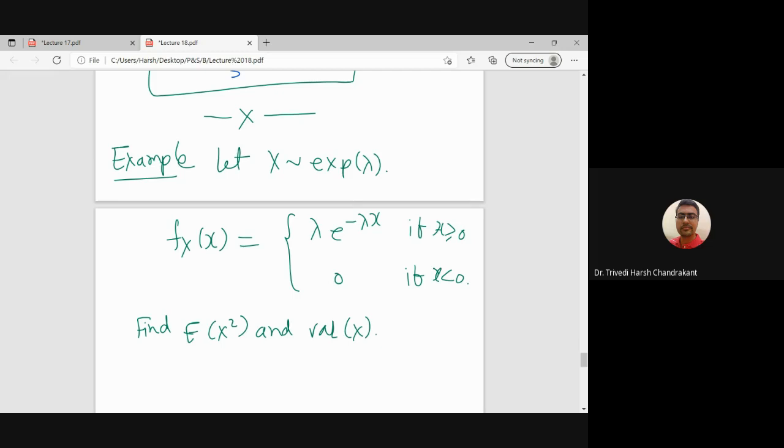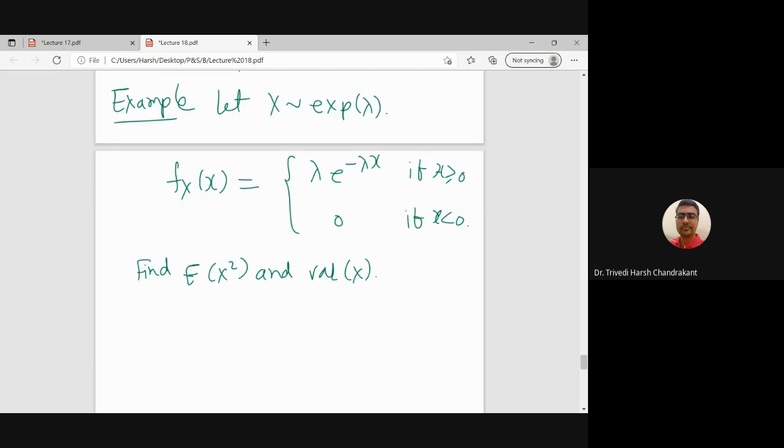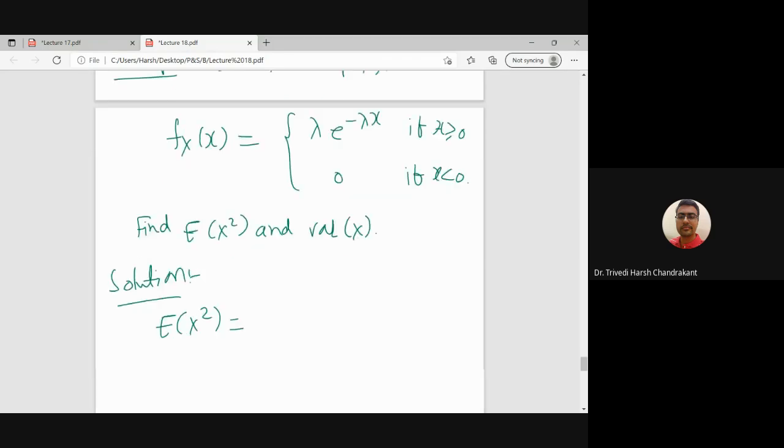Okay, so let me do this example. Many of you have done it already. So what is the expectation of the random variable x square? That is the integral from 0 to infinity of x square e power minus lambda x dx.